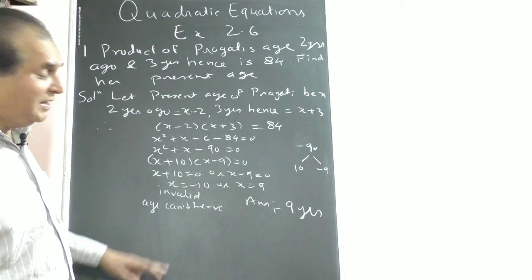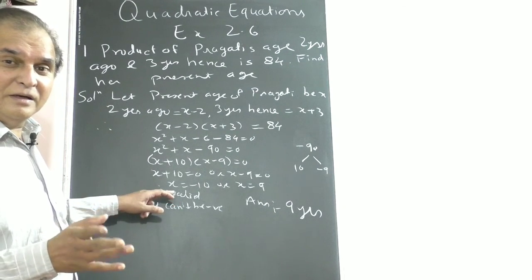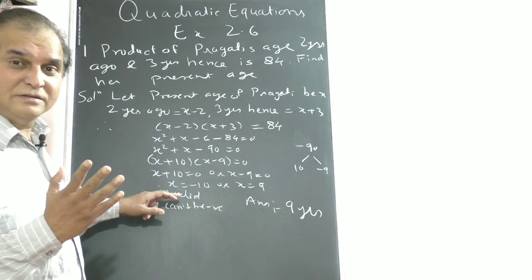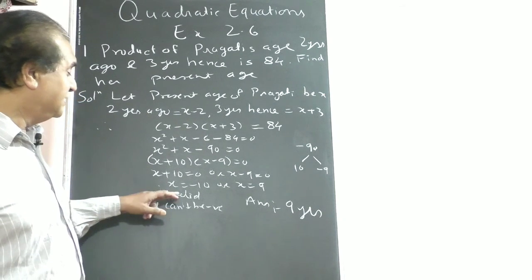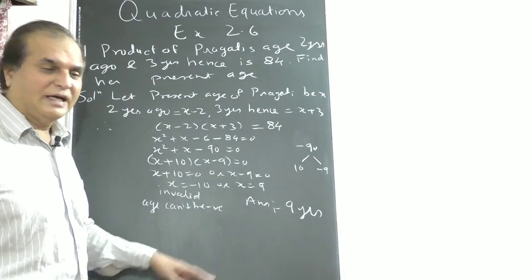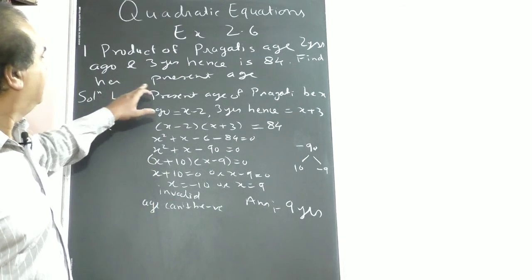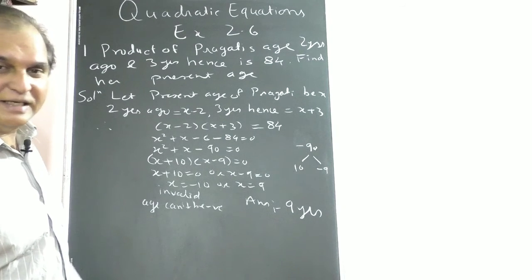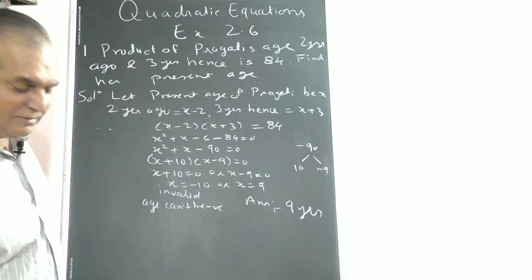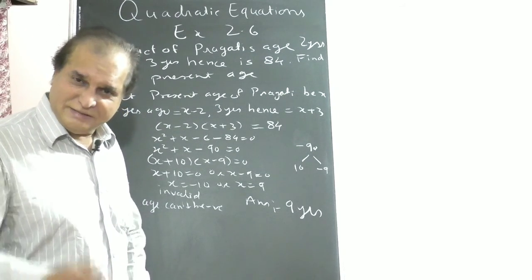But can age be negative? Negative age means she will be born after 10 years. So this is invalid. Age cannot be negative. So x equal to 9 is the answer. Write it in a proper statement: Pragati's present age is 9 years. Understanding? Simple. Any doubt? You write. Should we go ahead?